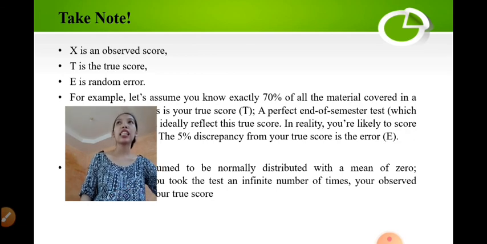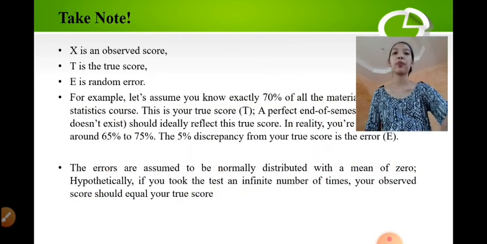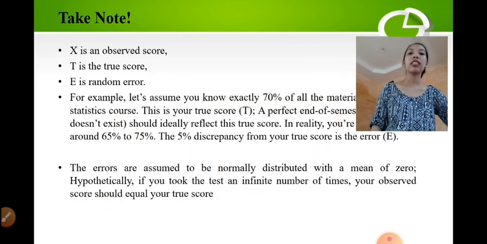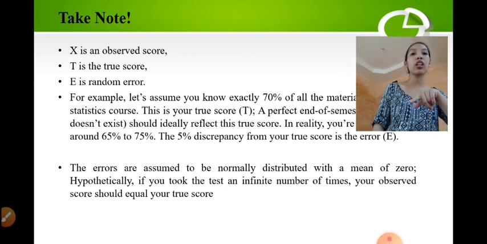That is the difference in classical test theory. So it is understandable. Again, 65 and 75. So there is a 5% difference in the score you got, and that 5% is your error. The 65 is your true score. So going back, 65 to 75 is your observed score. Then E is that 5, which is called the random error.